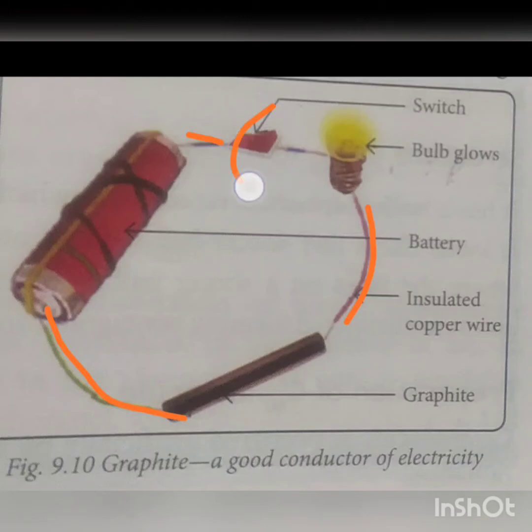Now we turn on the switch. We will observe that the bulb starts glowing. The bulb glows because of the conduction of electric current through graphite, proving that graphite is a good conductor of electricity.